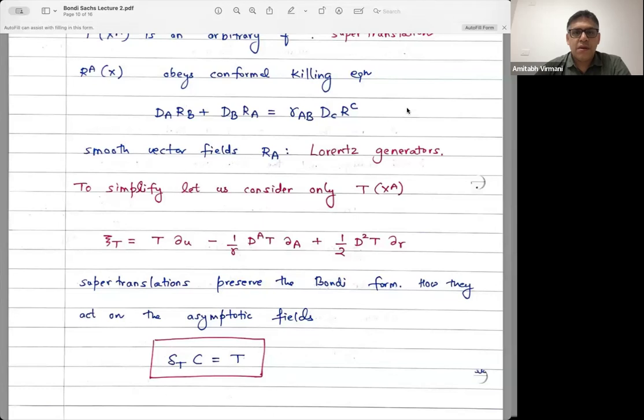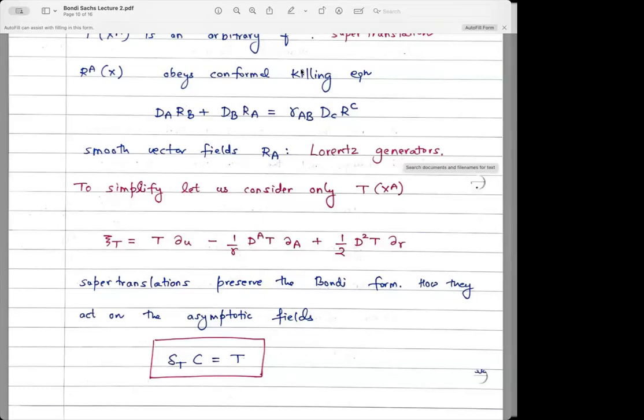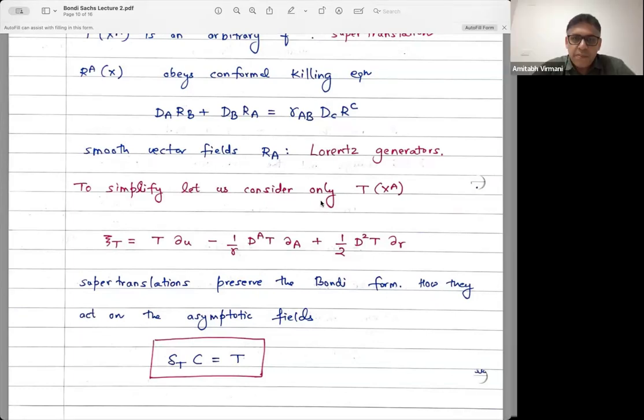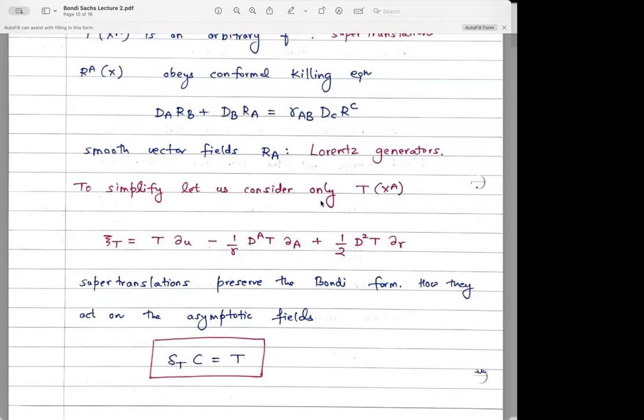Okay. If there are any questions, you can unmute and ask directly. Hello, sir. Yes, I have a question. Can you tell more about the news tensor? Actually the gravitational waves are carrying the information, right? From the horizon to null infinity. So at null infinity, is there any receiver who is receiving that?